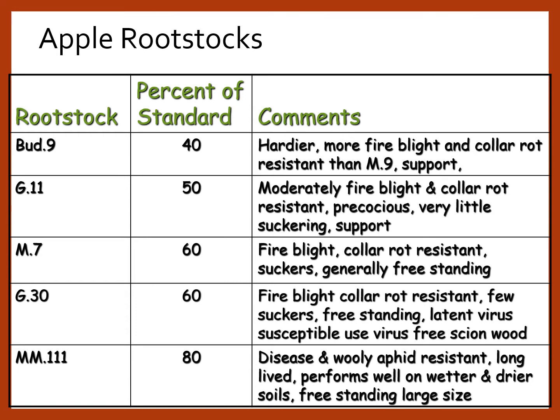We have G11, which is about 50% size. It's moderately fire blight and collar rot resistant. And you also see it has very little suckering, which is good because a lot of these rootstocks may sucker and you have to keep those pruned out. But you can go way up to that MM111 there. It's 80% the size, and it's disease and woolly aphid resistant. Woolly aphid is an aphid that lives in the soil, and it will feed on the roots. So that's good to have that resistance too. But most all of these are pretty commonly used rootstocks, especially in our area.